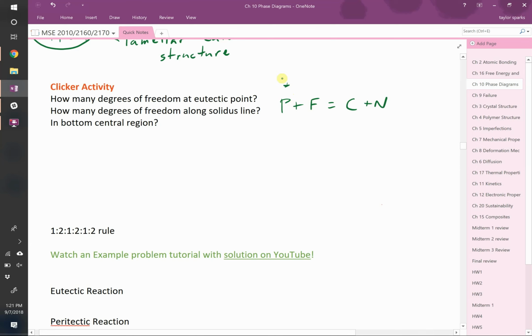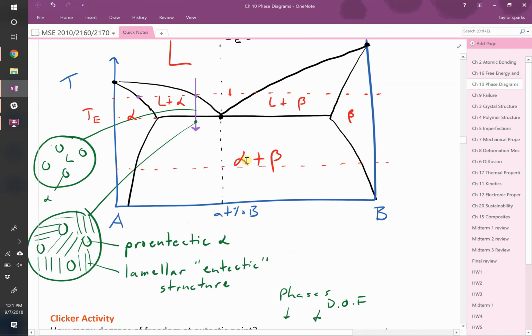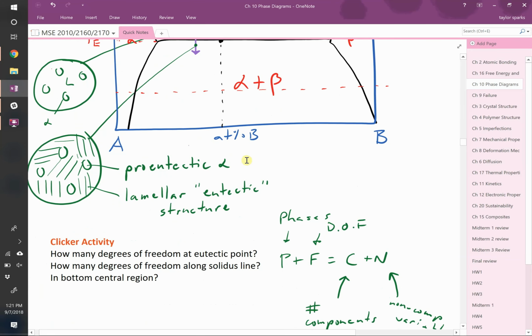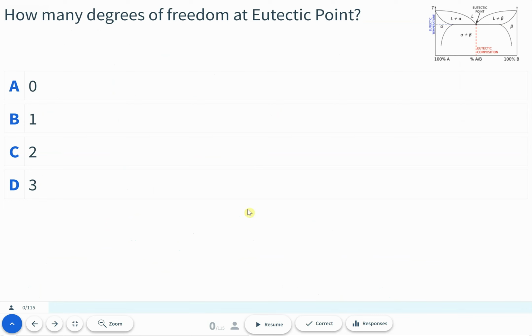P is the number of phases. F is degrees of freedom. What was C and what was N? C is the number of components, right? So number of different types of atoms, essentially. In this case, it's 2. We have a binary mixture. And then N is the number of non-compositional variables. So previously, in the water example, that was pressure and temperature. But on this diagram, we're only plotting it against temperature. So that's just going to be 1. Okay? So at the eutectic point, how many degrees of freedom do we have? 0, 1, 2, or 3. I'm going to open this one up.